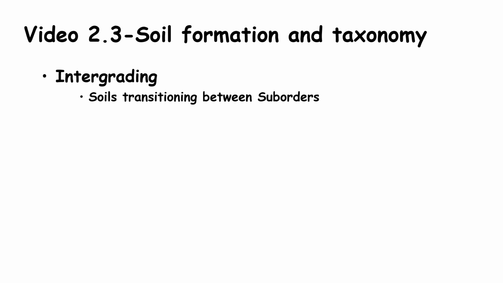Okay, so for video 2.3, we're going to continue talking about soil formation and taxonomy, and specifically we're going to look at the idea of intergrading, which is soils transitioning between suborders. And the way we do this, I'm going to draw a topo sequence, and I'm going to change my pen color a couple times here.